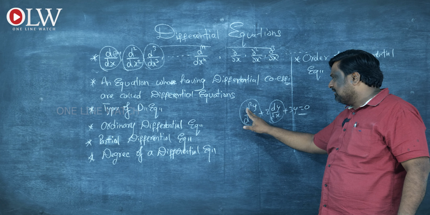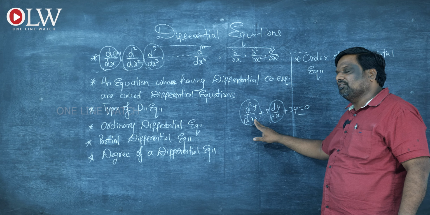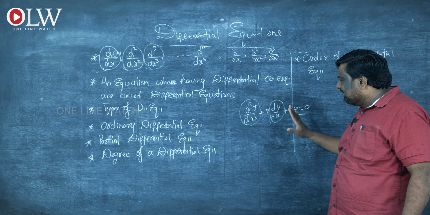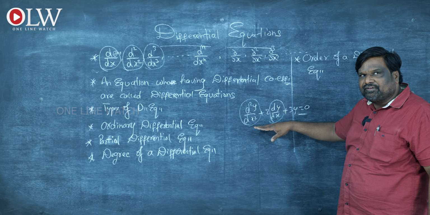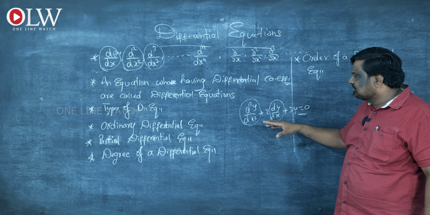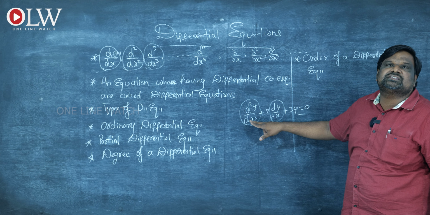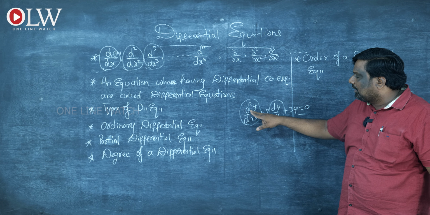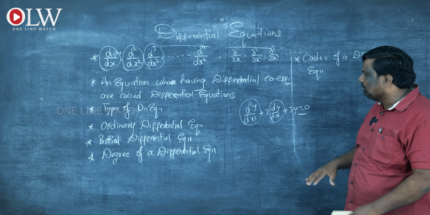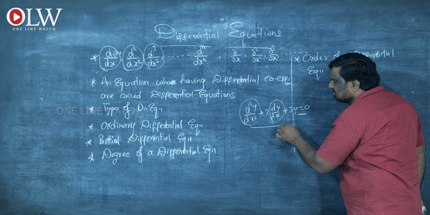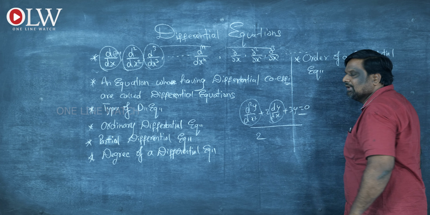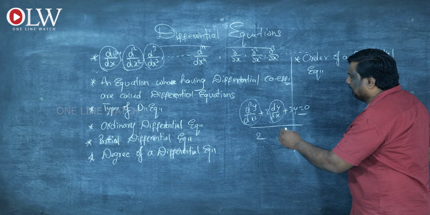Since the highest one is the second order differential coefficient, we can define the order of a differential equation as the order of the highest differential coefficient in the given differential equation. So the order of the given example is 2. Now we are moving to example number 2.